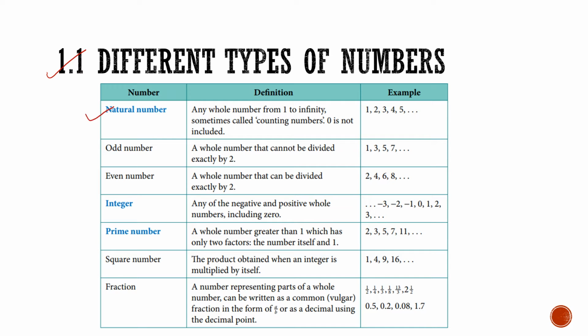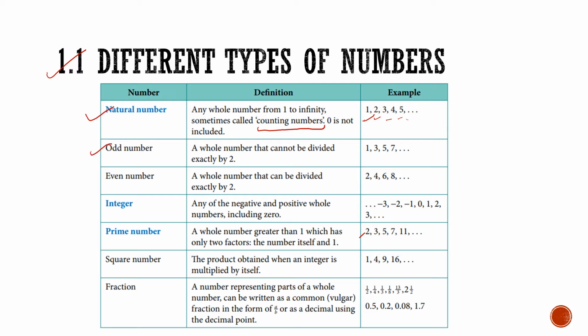We have natural numbers, which are any whole numbers from 1 to infinity, and they are also sometimes called counting numbers, and 0 is not included. So 1, 2, 3, 4, 5, 6, 7, 8, all the way to infinity are all natural numbers.